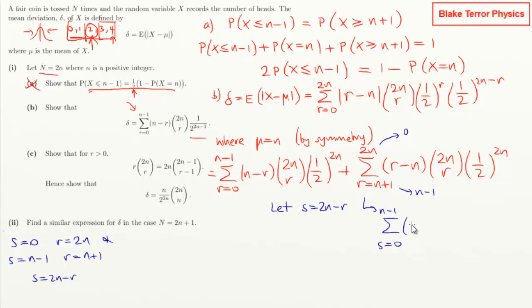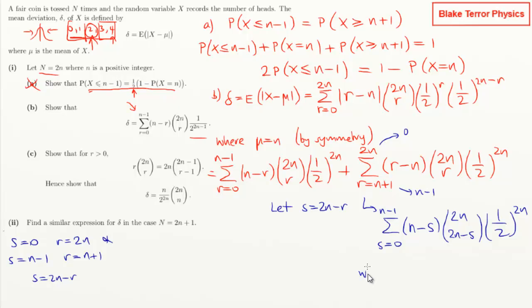2n minus S. Yeah, so I'll have an n minus S. And then here I've now got 2n and R is 2n minus S. And then I've still got the half to the 2n. Right, so this is the same as the other one, isn't it?